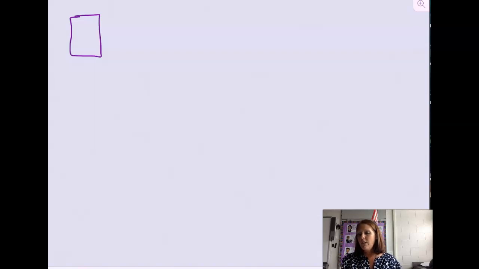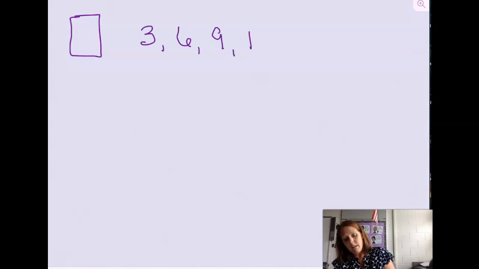Now, the first thing I'd like you to do, we're going to skip count by threes 4 times. I'm going to write the numbers, and you write the numbers as we skip count. Remember, you've been doing lots of skip counting in your warm-ups. We're going to start with 3, 6, 9, 12. We skip counted 4 times by threes.